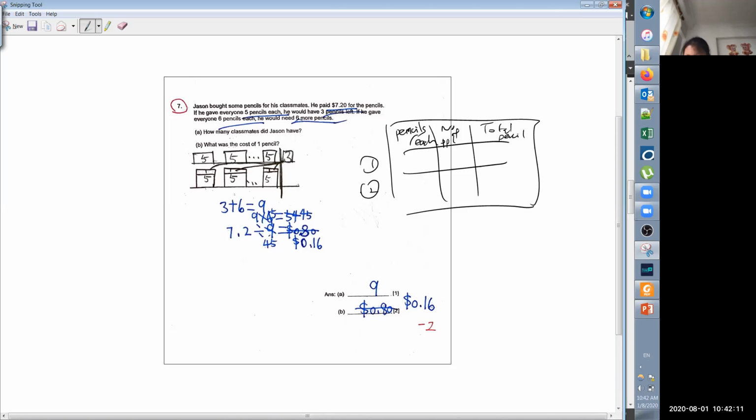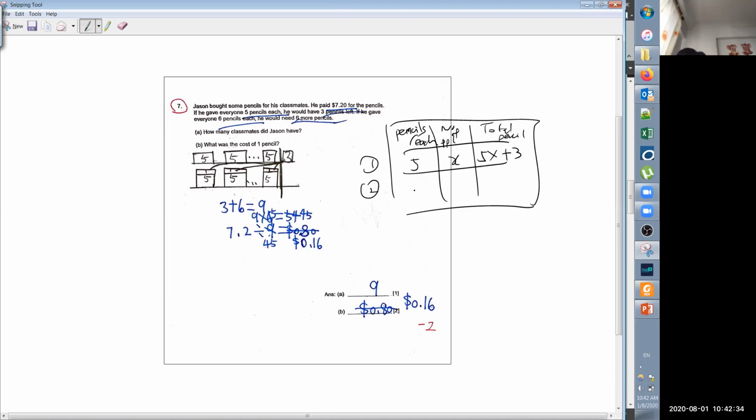Right? So now, if he gave everyone 5 pencils each, then he would have 3 pencils left. So the number of people is the same, right? Let it be x. So everybody gets 5, so 5x is the total, and 3 pencils left. So that means plus 3, right?